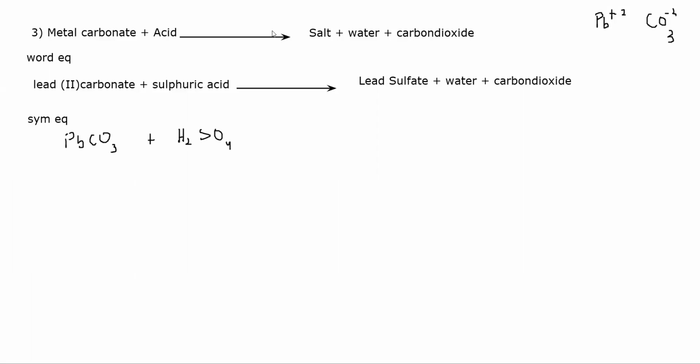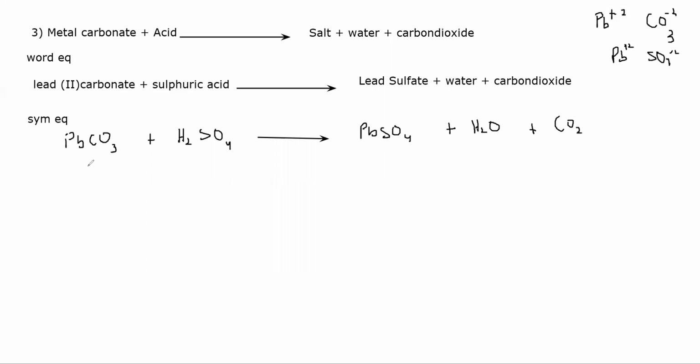When they react with each other, this will result in the formation of lead sulfate, or basically lead(II) sulfate. Lead is +2 and sulfate is -2, SO4. So when you simplify and cross multiply, it will be PbSO4. Water is H2O, and carbon dioxide is a gas.